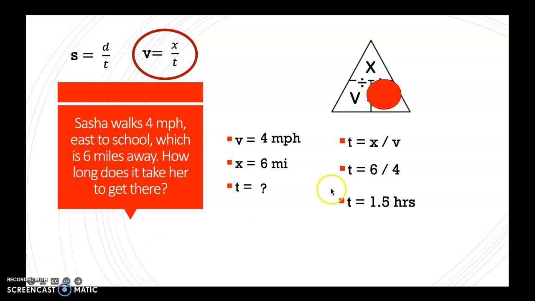All right, you should have gotten that the time was 1.5 hours. The velocity was 4 miles per hour east, so we know it was positive. The displacement was 6 miles because that's how far away it was. And so we're going to do our displacement divided by our velocity, which gives us 1.5 hours.